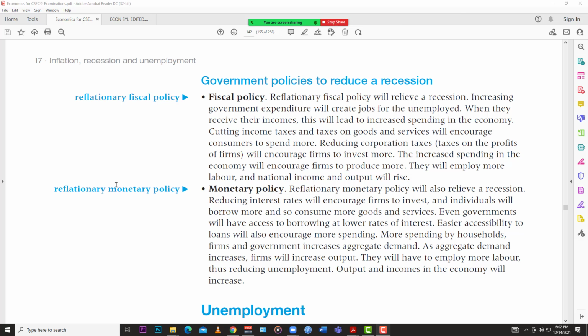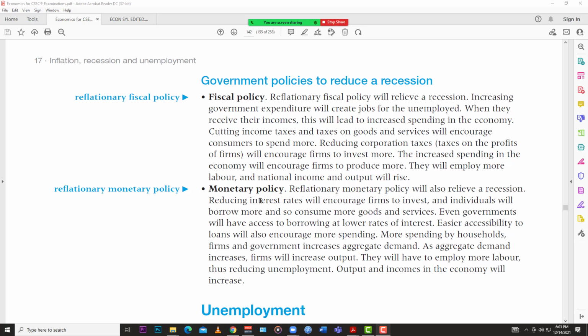Now, if you have to use monetary policy, expansionary monetary policy, how does that work? Expansionary monetary policy will also relieve a recession. How? Reducing interest rates will encourage firms to invest, and individuals will borrow more and so consume more goods and services.